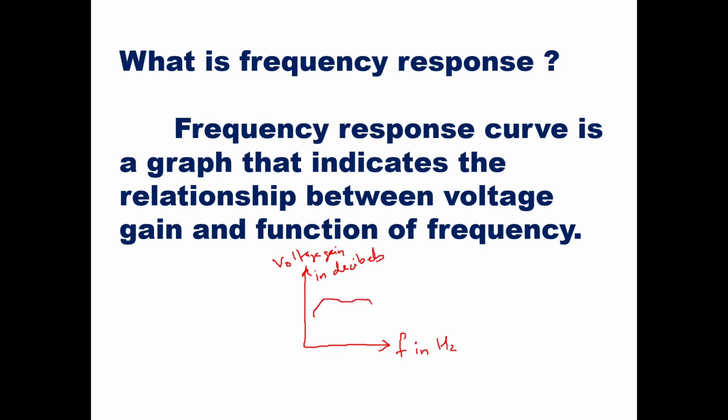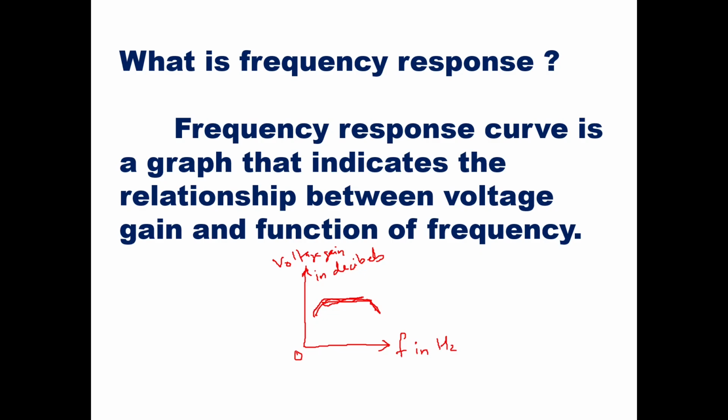It will remain constant, and then it will remain constant here, okay. So a graph like this will be the RC coupled amplifier graph. This is 0. So this type of graph, the relationship between voltage gain and frequency, is called the frequency response of the RC coupled amplifier.